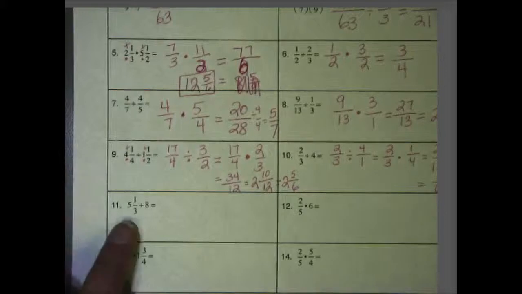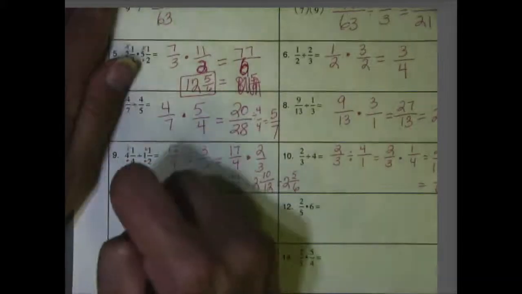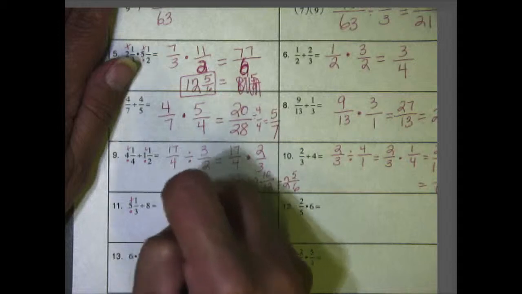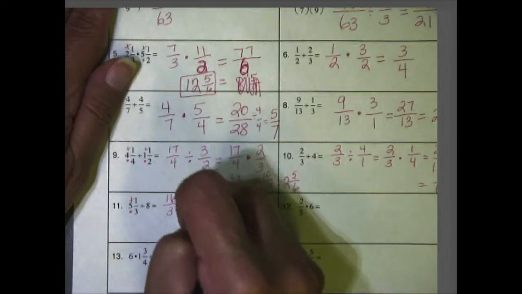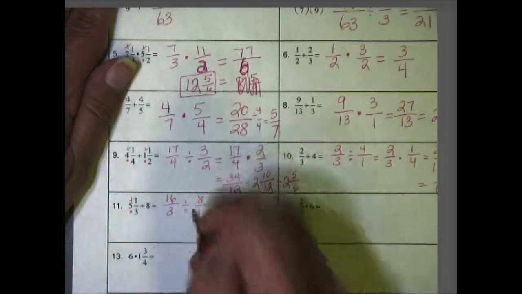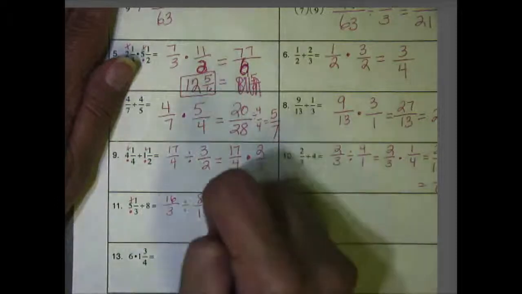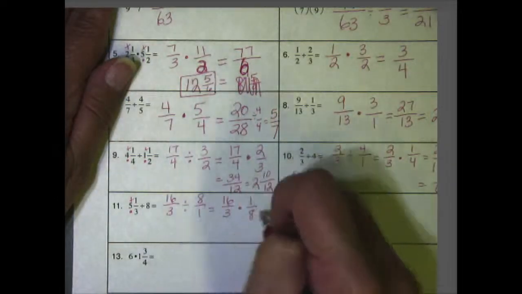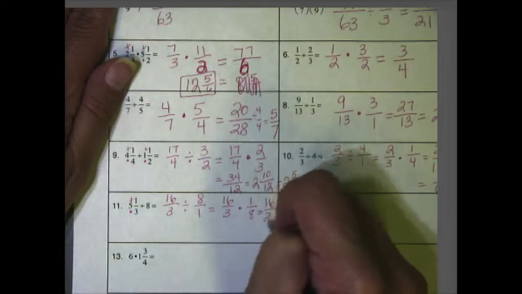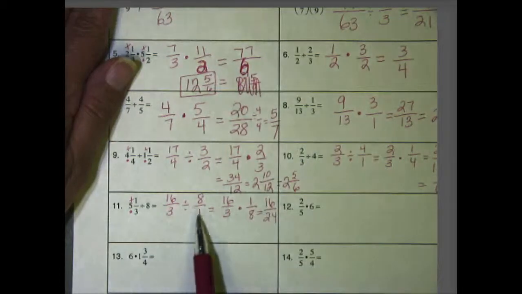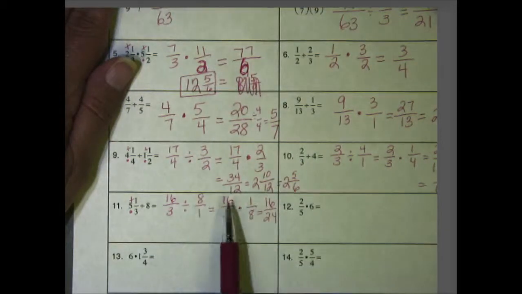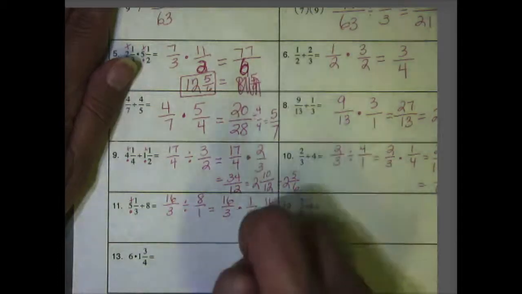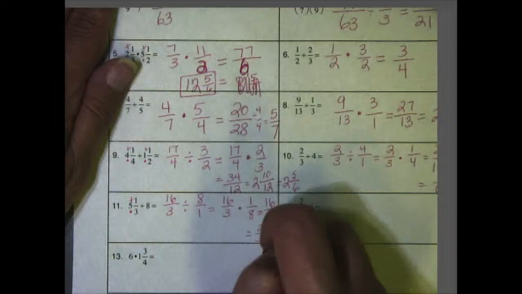Number 11, we have a mixed numeral divided by a whole number. So the first thing we'll do is 3 times 5 is 15, plus 1 is 16. 16 over 3 divided by 8, let's change 8 to a fraction. Let's change it to a multiplication problem. Times the reciprocal. So the reciprocal of 8 over 1 is 1 over 8. 16 times 1 is 16. 3 times 8 is 24. And when we simplify it, we get 2/3.